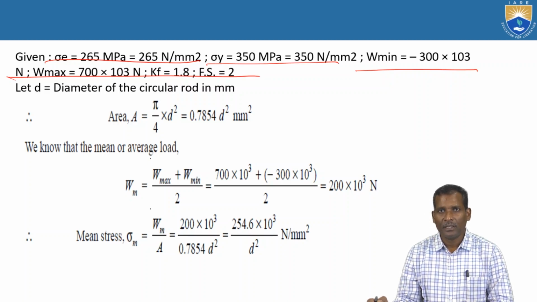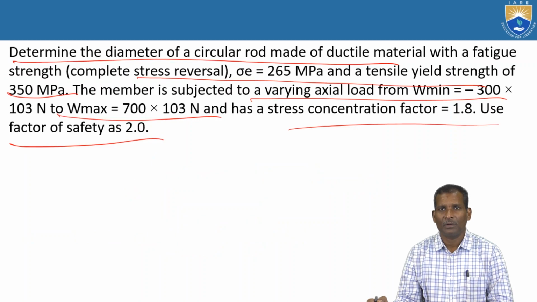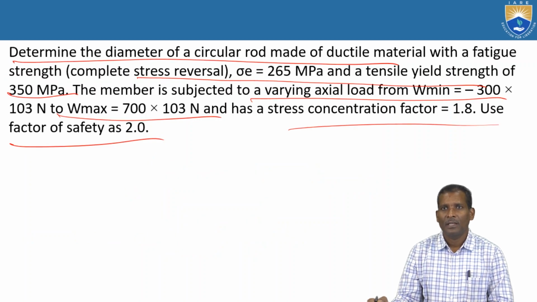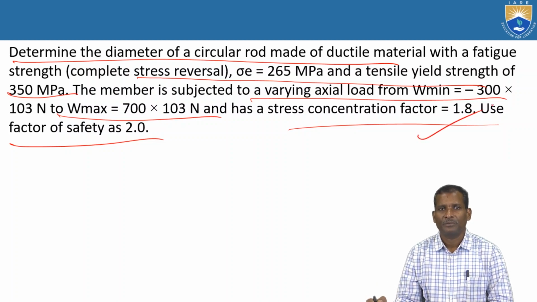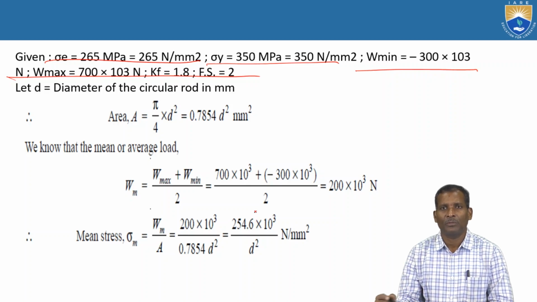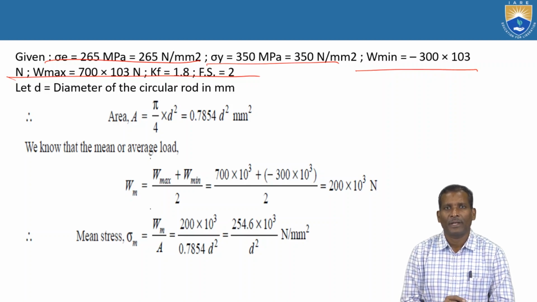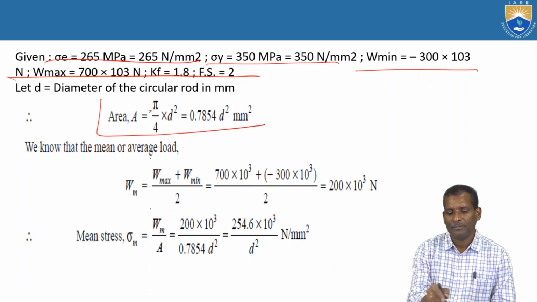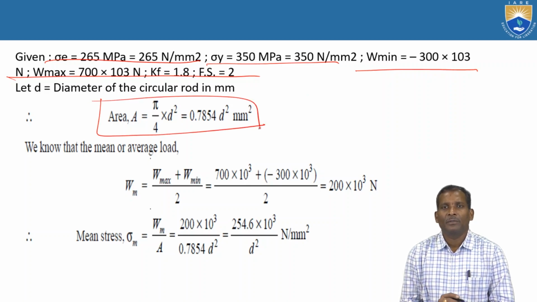Other factors given here are the fatigue stress concentration factor, 1.8, and the factor of safety. You need to multiply these factors while writing the formula. In that formula, you should multiply Kf and other factors if any. First, to find the diameter of the circular rod, the area is pi/4 into d square. D we need to calculate, we don't know it, it is unknown. So we will get the area in terms of D.